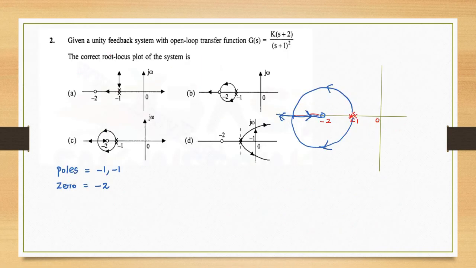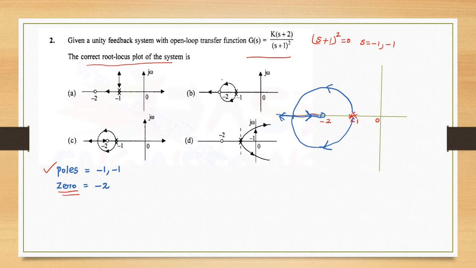Next, given a unity feedback system with open loop transfer function G of s is equal to K into (s plus 2) divided by (s plus 1) the whole square. Find the correct root locus plot of the system. Here first of all find out the number of poles. How to find out the poles? Denominator polynomial equal to 0. So (s plus 1) the whole square equal to 0. S is equal to minus 1, minus 1. Repeated roots at minus 1.